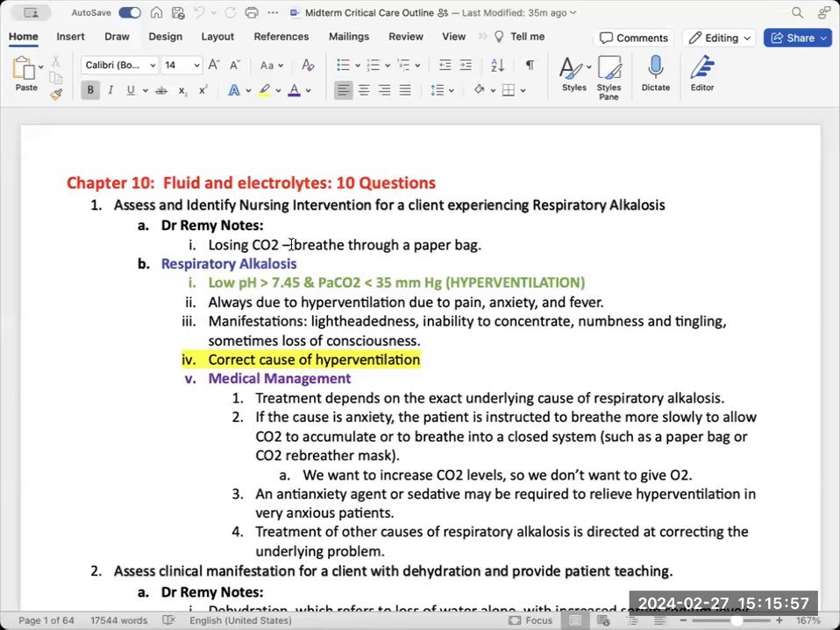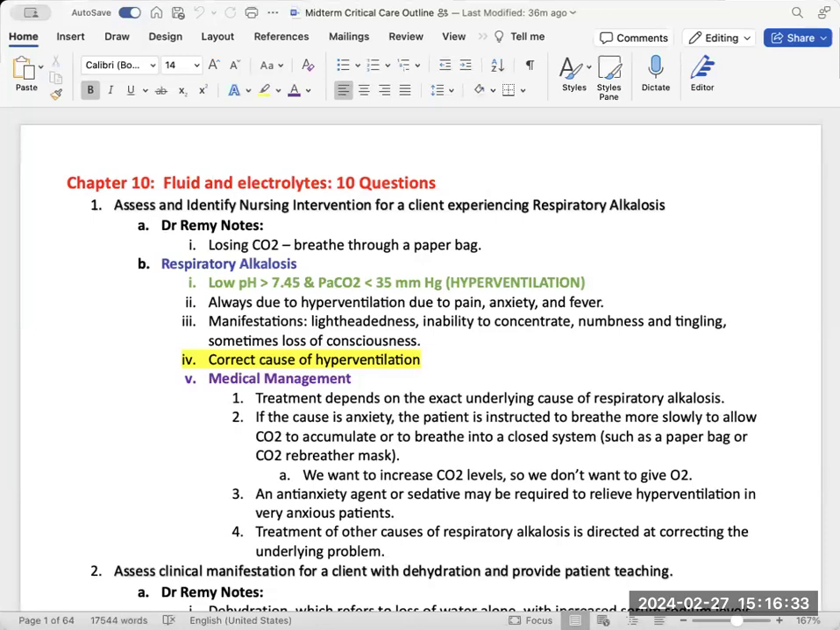But okay, so the first question that we have is to assess and identify nursing interventions for a client experiencing respiratory alkalosis. So the first thing that I want to talk about is always knowing the lab values, right? For respiratory alkalosis, that means the pH is going to be high and the CO2 is going to be low. So does anybody know what the normal pH level should be and what the normal PaCO2 level should be?